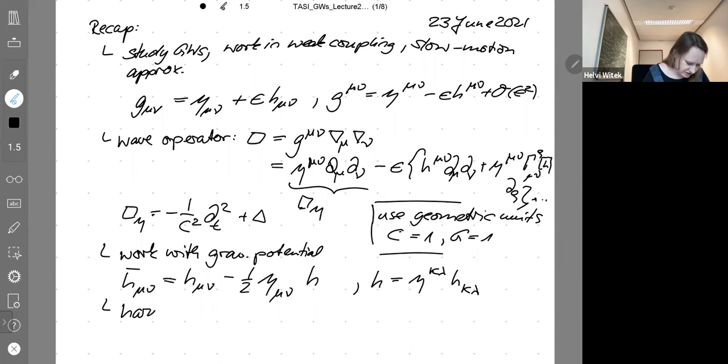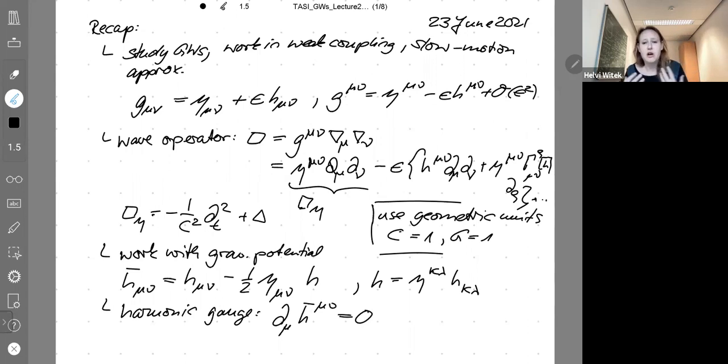So just a reminder, the harmonic gauge can be written as the divergence, del mu h bar mu nu, so the divergence of our gravitational potential equals 0. And that fixes 4 independent components of our 10-component tensor. And a really beautiful consequence of using the harmonic gauge is that Einstein's equations in vacuum can be written as a wave equation for these gravitational potentials.